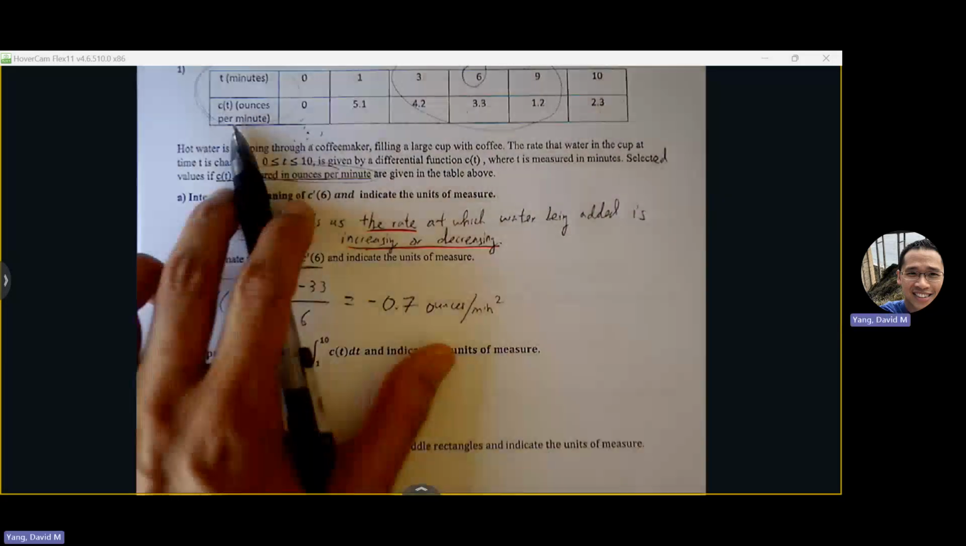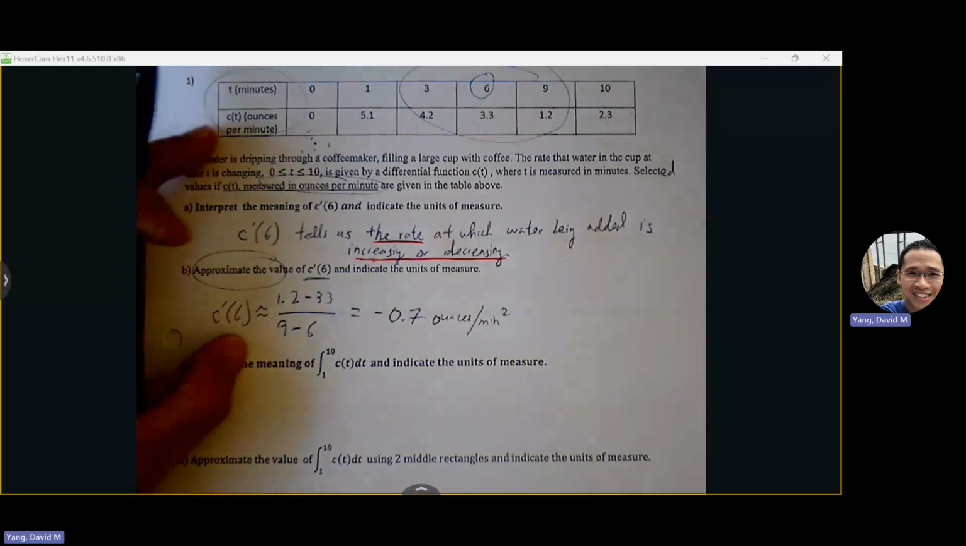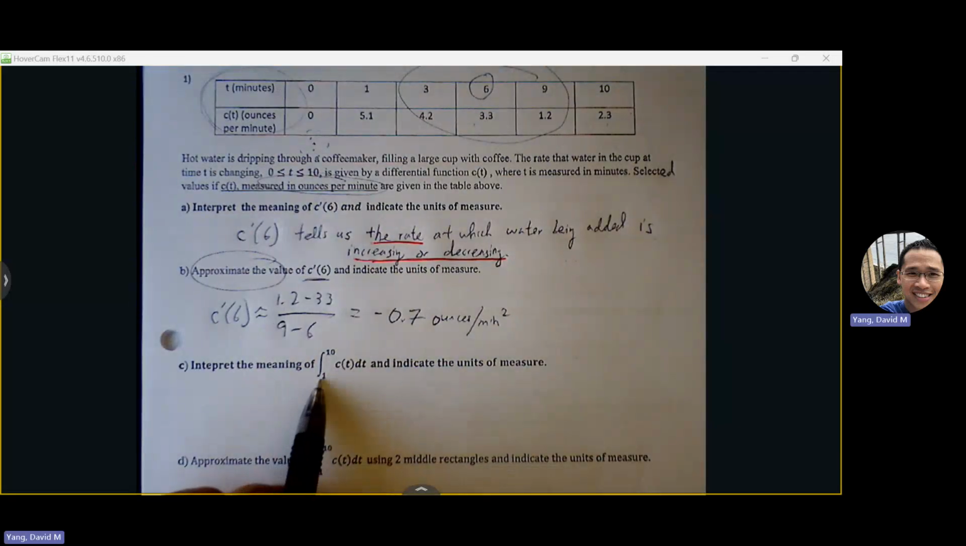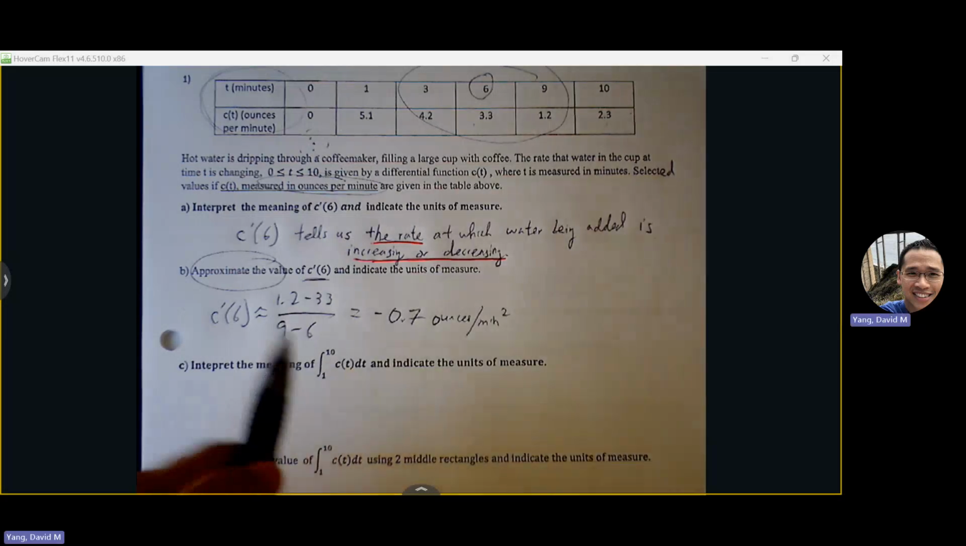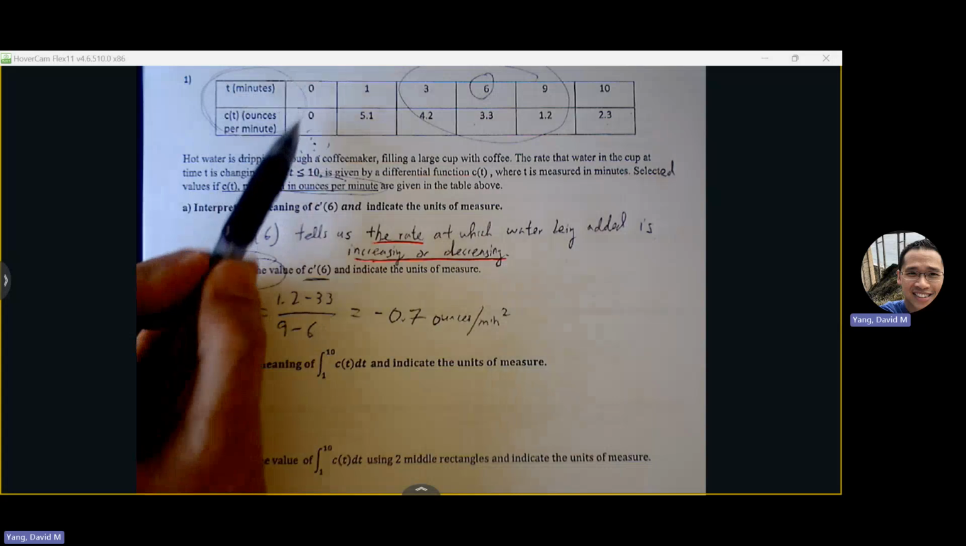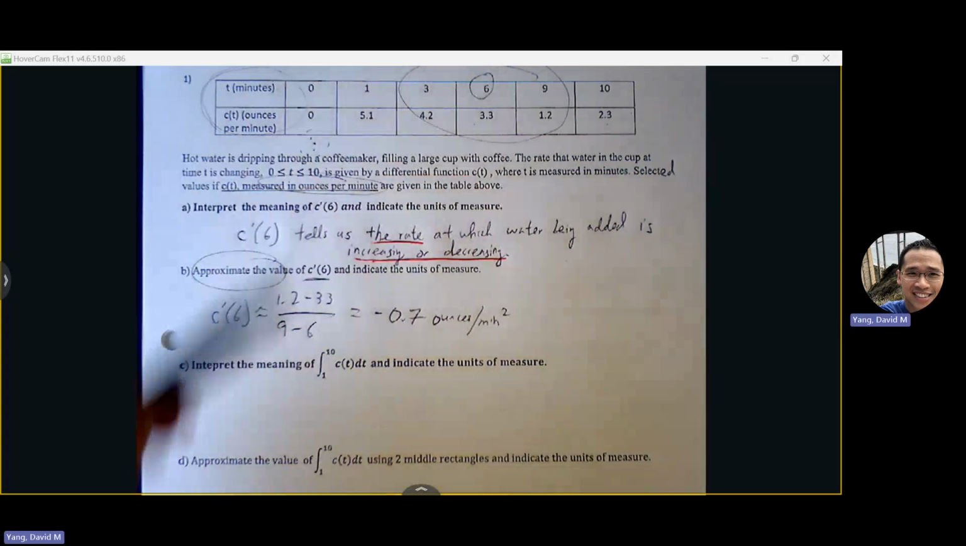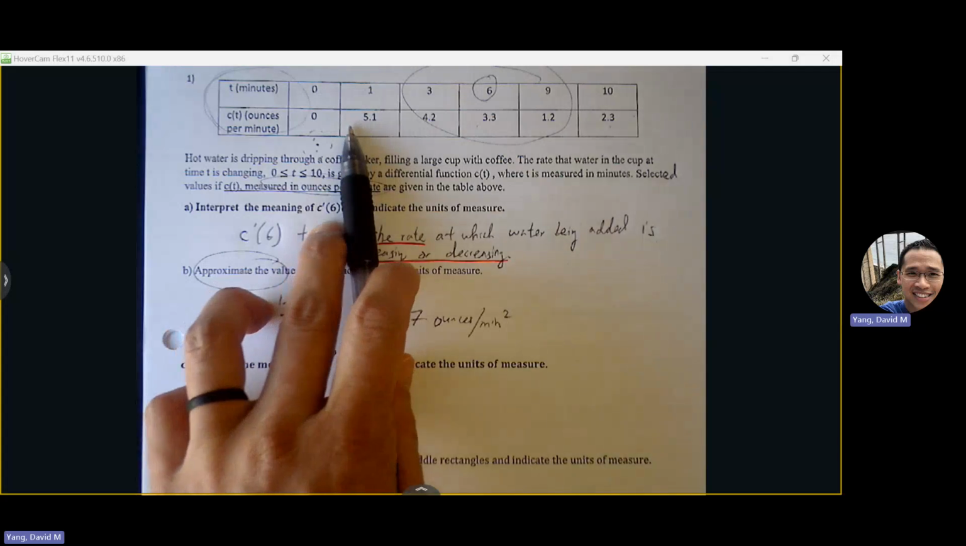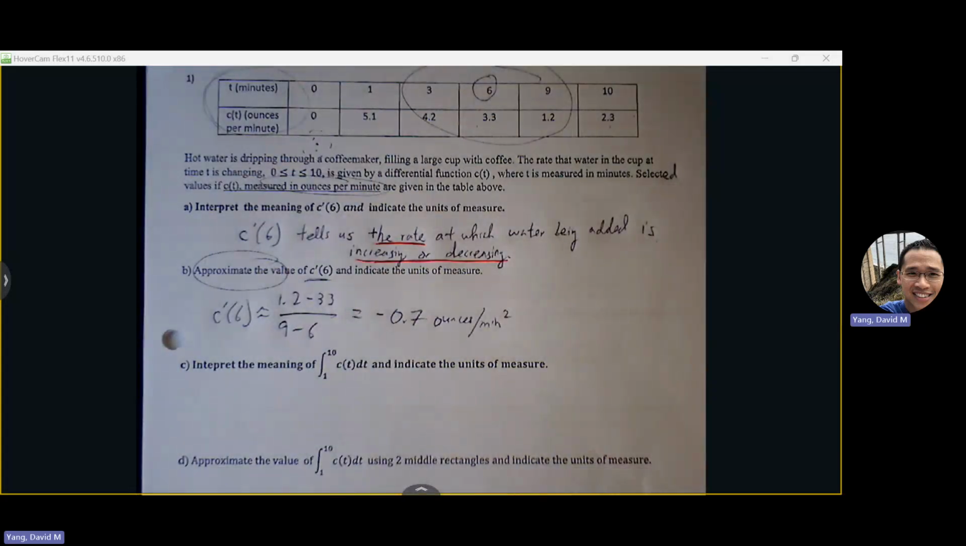If we accumulate all these ounces per minute, is the unit still going to remain as ounces per minute, or if we do the integral on top of the c of t, if it changes, what will it change to be? Just ounces. Good. If we know how much water is coming out per minute, then we should be able to know how much water or coffee gets added to the cup in that time period, right?